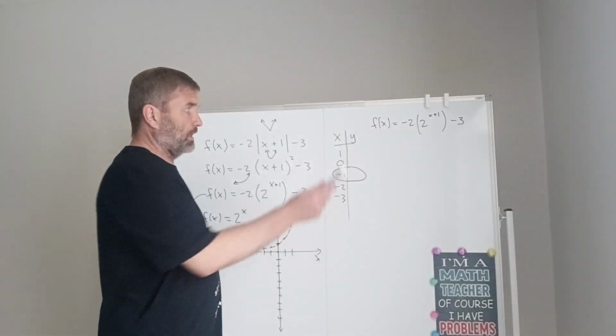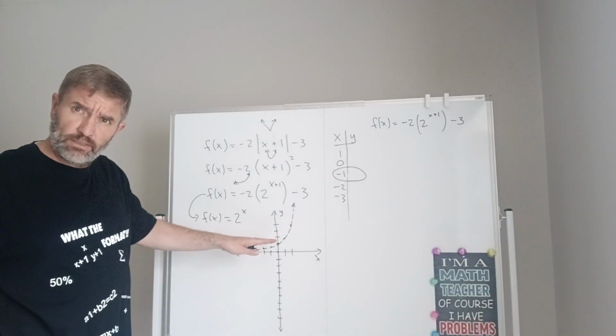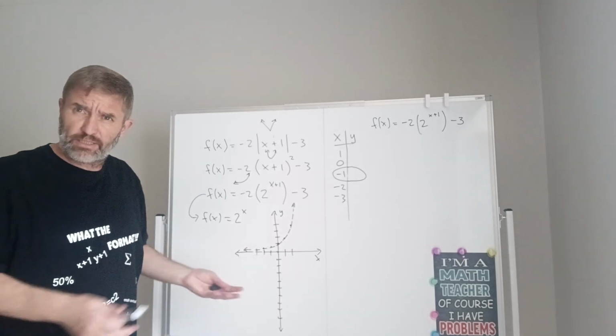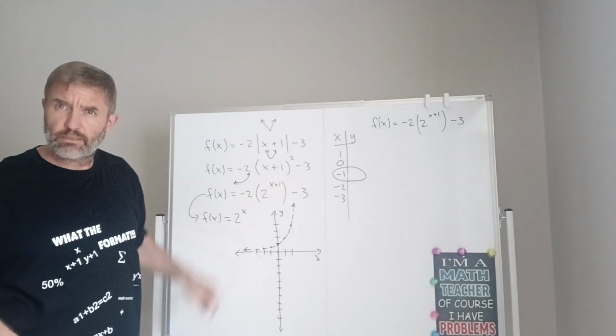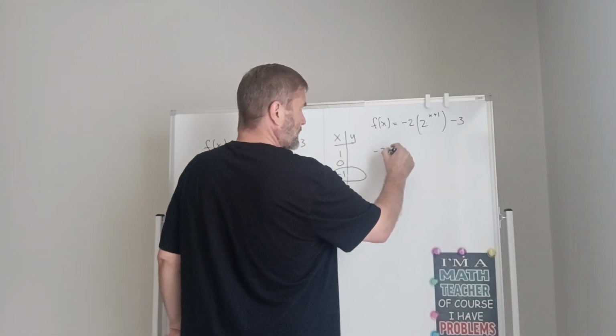So once again, it's going to transform the same as the others. It's going to move left 1. It's going to go down 3. It's going to reflect, so it's going to go down, and it's going to stretch. So it's going to get maybe a little steeper or skinnier than this shape right here. How? Well, let's look. Negative 1. Again, we're going to plug that in.